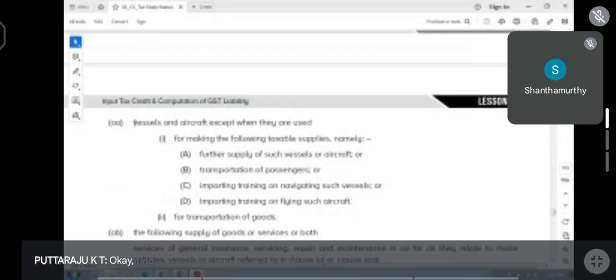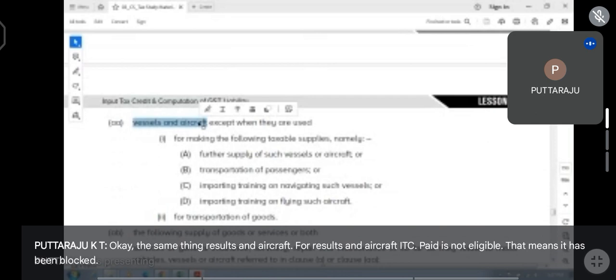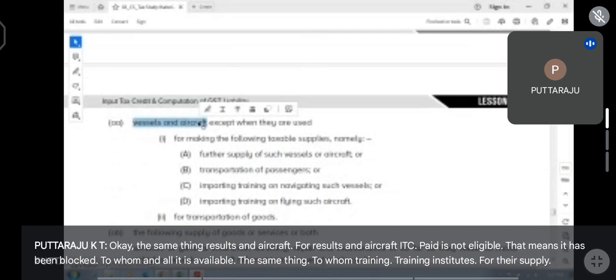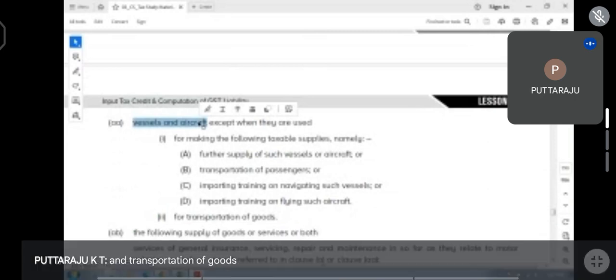Okay. The same thing, vessels and aircraft. For vessels and aircraft, ITC paid is not eligible. That means it has been blocked. To whom is it available? The same thing. Training institutes, further supply, and transportation of passengers and transportation of goods. For both it is applicable.